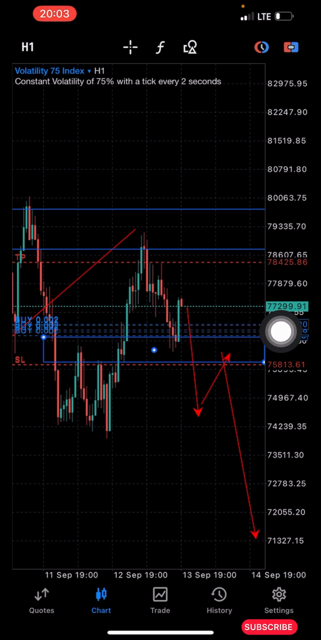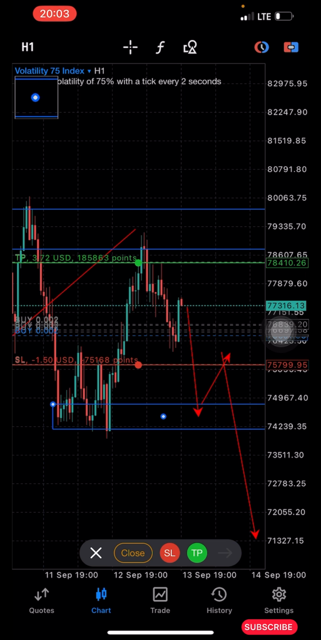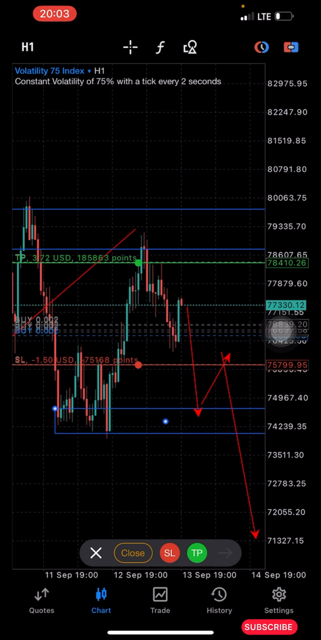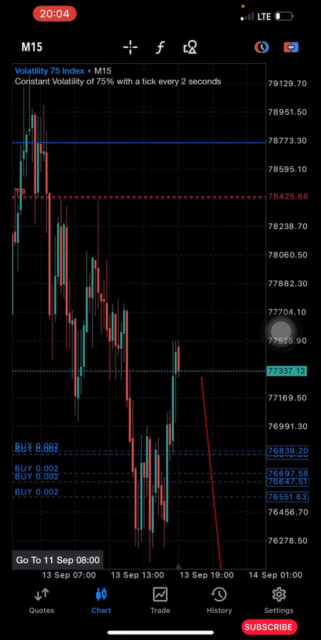Apart from this area, there is still a support area here that needs to be considered, but all is still the same. I'm still on the right track. Whichever way price is playing out today, I will still be able to get some entries in the market. So quickly I just decided to share this with you guys.